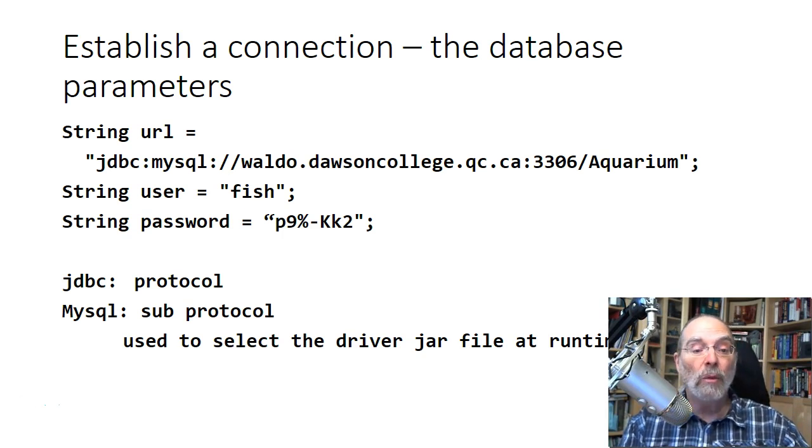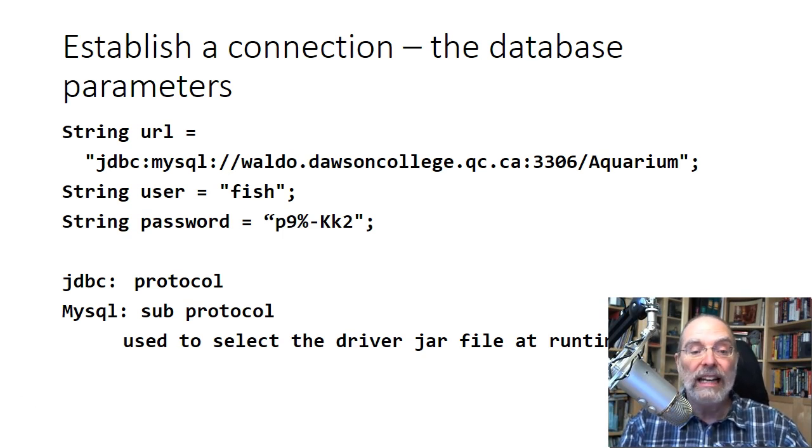After MySQL, we have the address, the location of the database. It can be, as we see here, a domain name, or it could also be its IP number. After the colon, we see the port number. Now, 3306 is the default for MySQL. After the slash, we see the name of the particular database. So in this case, it's the aquarium database.